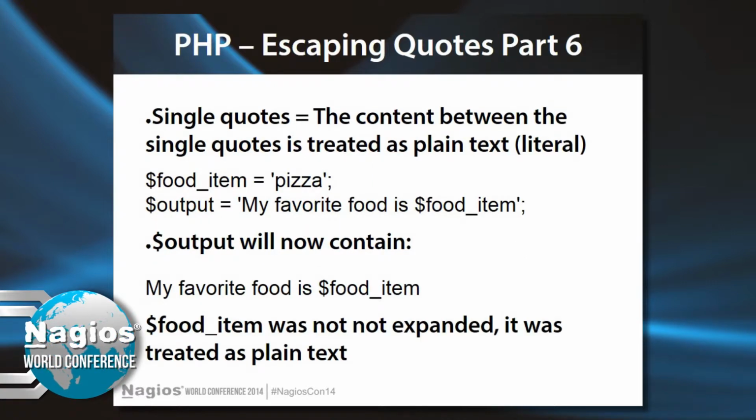With single quotes, everything is treated literally, like it's plain text. So with the exact same item, if I put output, my favourite food is $food item, it will become my favourite food is $food item because of the single quotes. The food item was not expanded and it was treated as plain text.